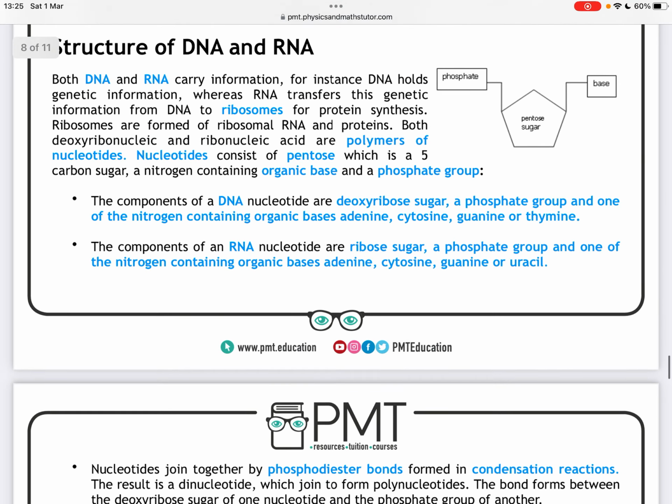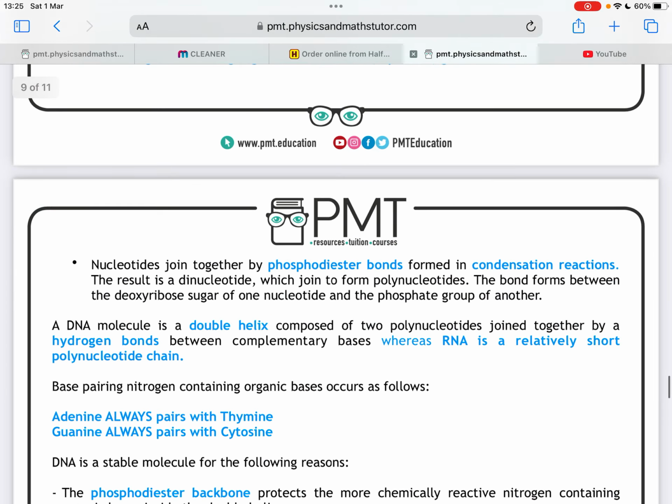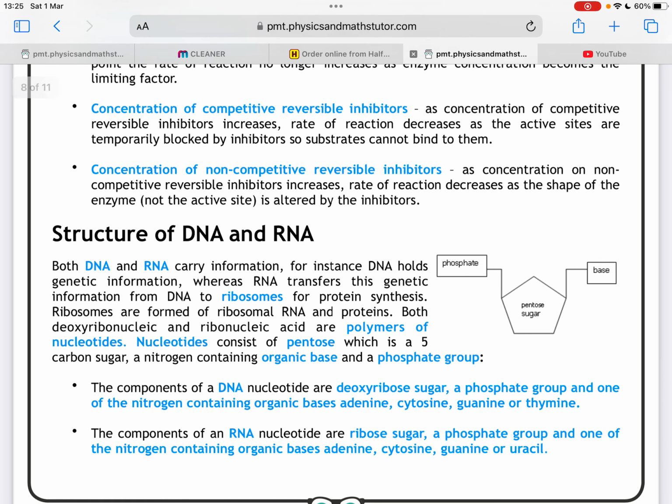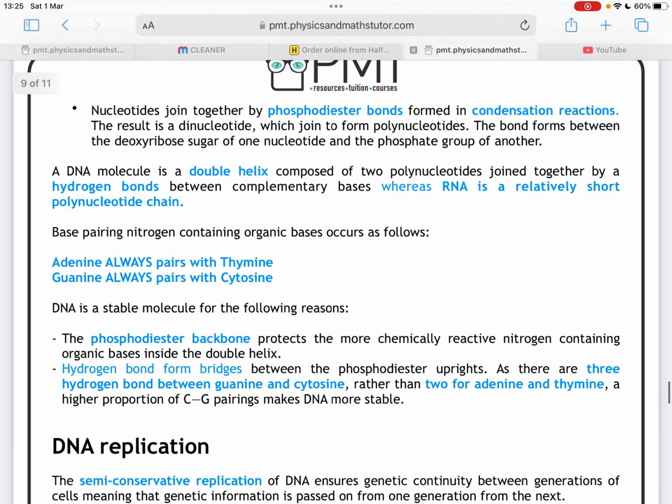Now we will be doing the structure of DNA and RNA and DNA replication to finish the first part of unit 1, biological molecules. This is the last part, guys: the structure of DNA and RNA and how DNA is replicated.